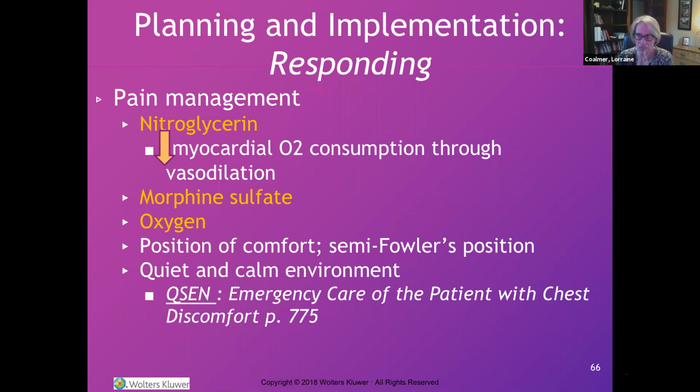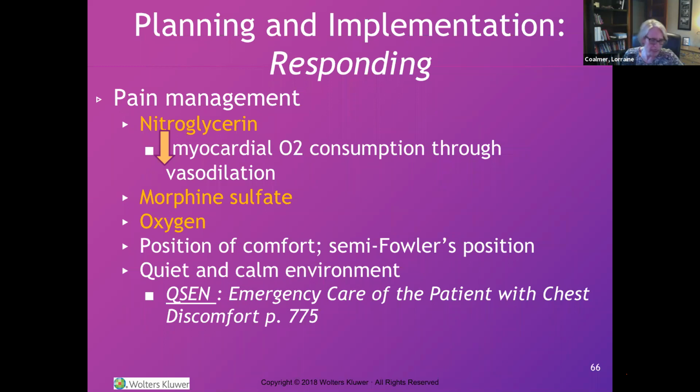Not every patient who goes for a cardiac cath is an active MI. It might be diagnostic. So don't think that the cardiac cath's only for somebody who's actively infarcting. Maybe they're going for surgery and they need to have cardiac clearance or whatever. So the cardiac catheterization is diagnostic as well, okay?